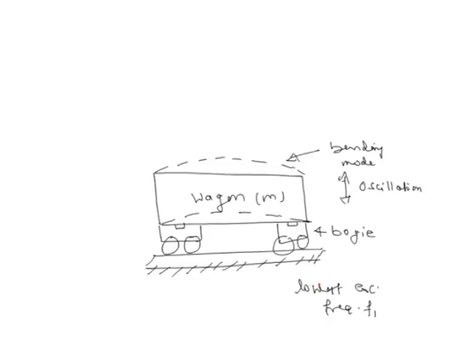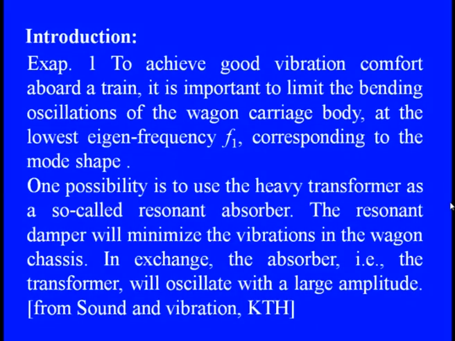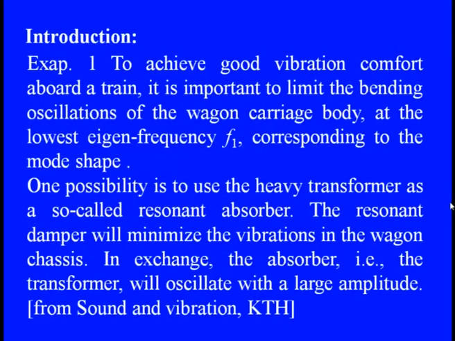So, when we want to suppress the vibration created by this movement under the bending mode of oscillation, one of the possibilities, as it is given clearly in the question, is to use the heavy transformer as a so-called resonant absorber. In one of our lectures we discussed that if you add attached mass or seismic masses, then we can suppress the vibration. Here in the question they are saying that one possibility we can use as a vibration absorber is the heavy transformer, or some added mass, and this resonant damper will minimize the vibration in the wagon chassis, and in exchange the absorber, that is the transformer, will oscillate with a large amplitude.